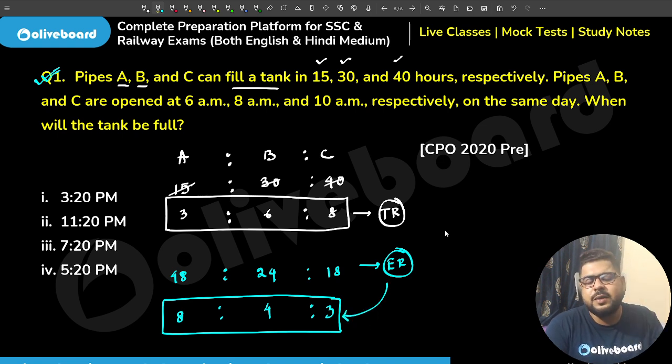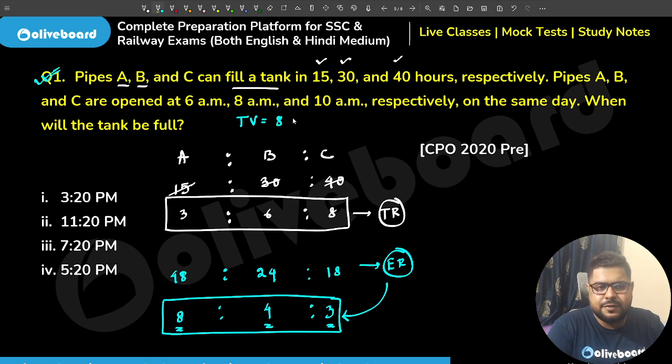Now, that means A can fill 8 liters an hour, B can fill 4 liters an hour, C can fill 3 liters an hour. Now the actual story starts. Also, before that, let's figure out the total volume. A can fill 8 liters an hour into, sir, 15 hours to fill it, meaning, sir, 120 liters is the total volume of the tank.